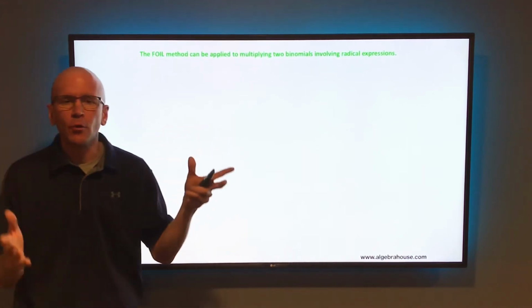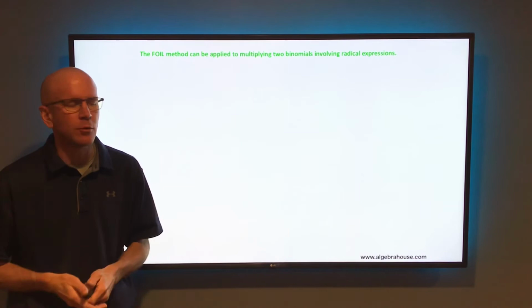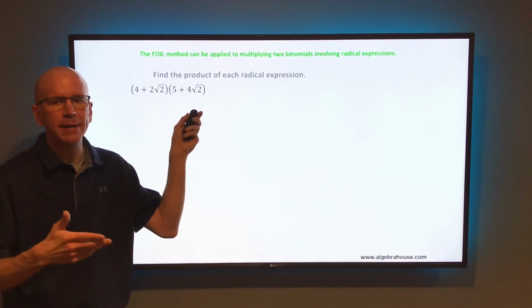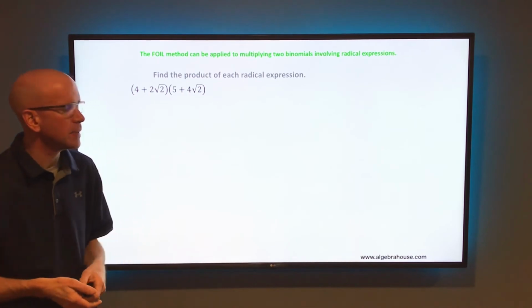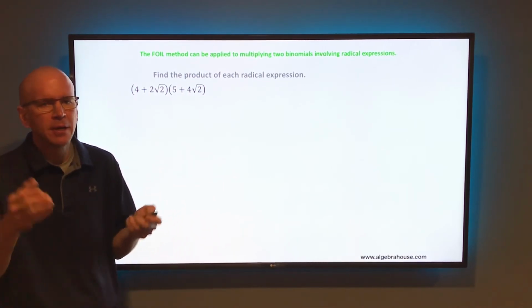The FOIL method, or distributive property, can be applied when you're multiplying binomials involving radical expressions. So we're going to multiply 4 plus 2 times the square root of 2 times 5 plus 4 times the square root of 2. Just multiplying two binomials, use the FOIL method or distributive property, your choice.